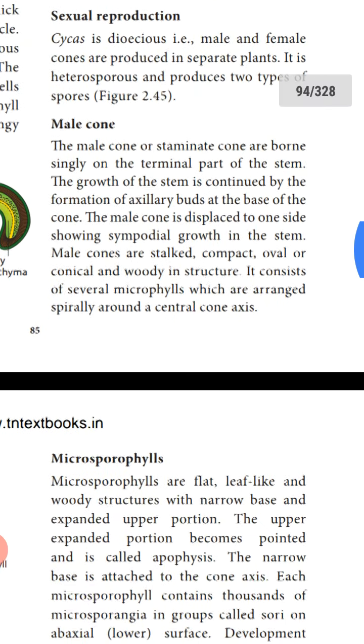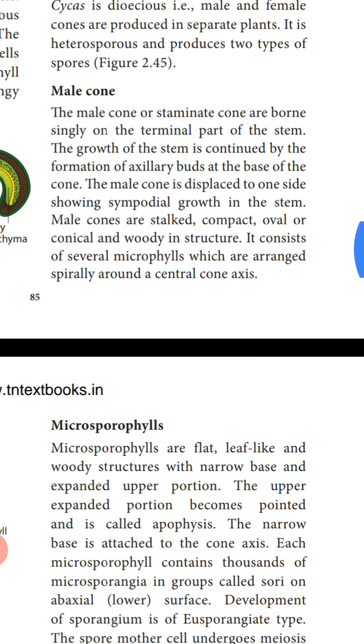Male cones are stalked, compact, oval or conical and woody in structure. As we have studied, male cones are stalked. All the spore producing leaves are arranged together in a compact structure, giving an oval or conical appearance, and it is woody in structure. It consists of several microsporophylls arranged spirally around a central cone axis. So at the center there is a cone axis, and surrounding this cone axis the microsporophylls are arranged.